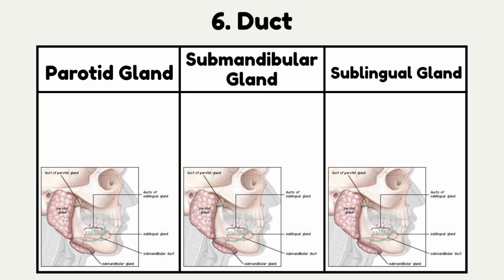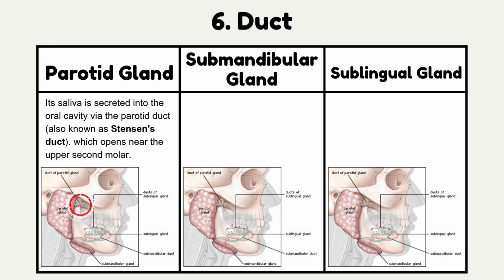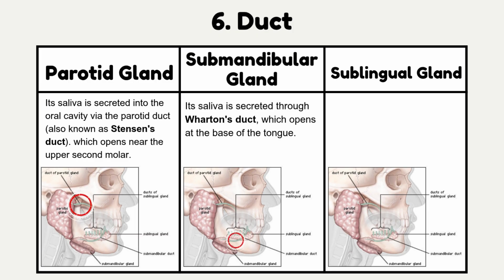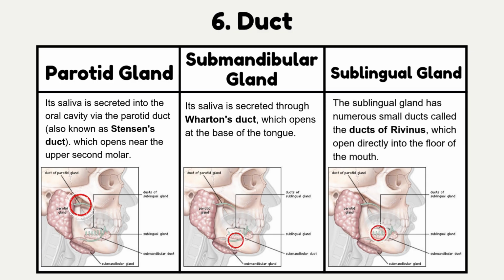Number 6. Duct of gland. In the parotid gland, its saliva is secreted into the oral cavity through the parotid duct, also known as Stensen's duct, which opens near the upper second molar. In the submandibular gland, its saliva is secreted through Wharton's duct, which opens at the base of the tongue. The sublingual gland has numerous small ducts called the ducts of Rivinus, which open directly into the floor of the mouth.